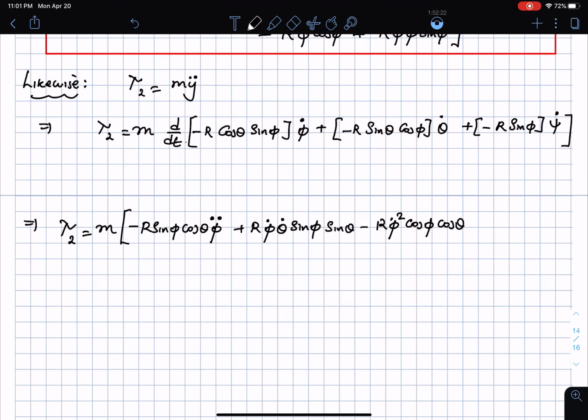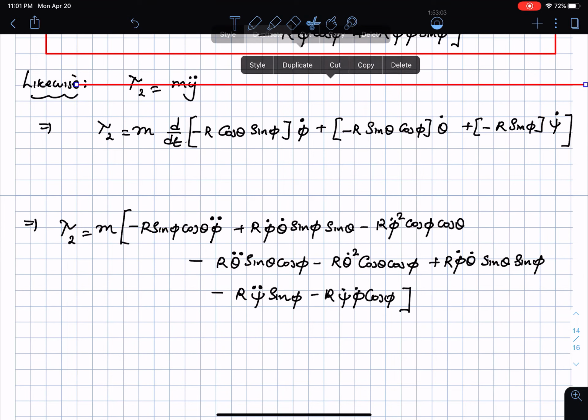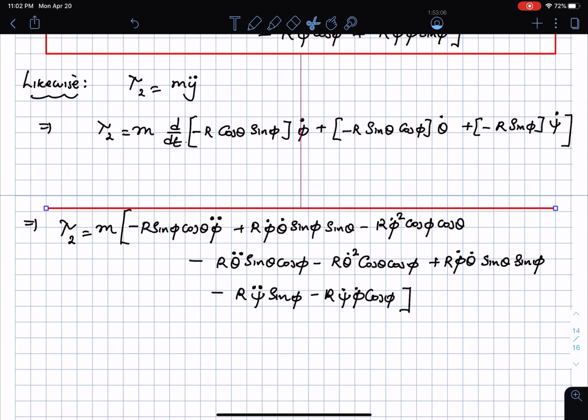There is not much of a brain involved in this. This is just brute force differentiation, so there is not much to do here. So r theta double dot sin theta cos phi, minus r theta dot square cos theta cos phi, plus r phi dot theta dot sin theta sin phi. Almost there. Minus r psi double dot sin phi, minus r psi dot phi dot cos phi. Then I'm going to duplicate these and bring them here so that we have these written in a nicer way as well.